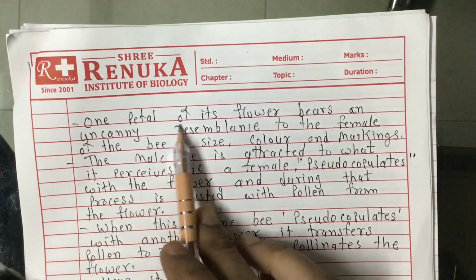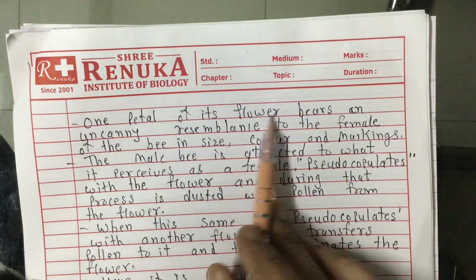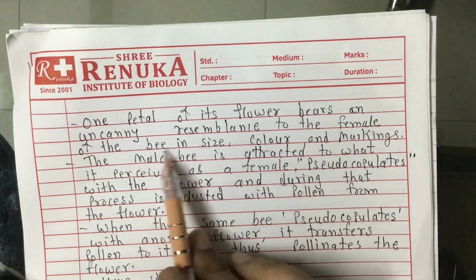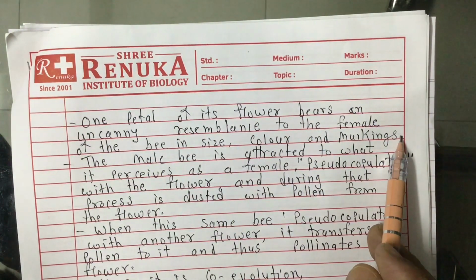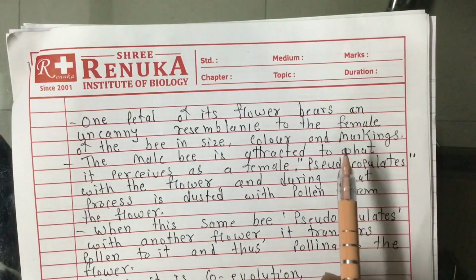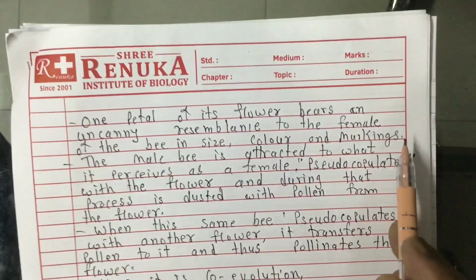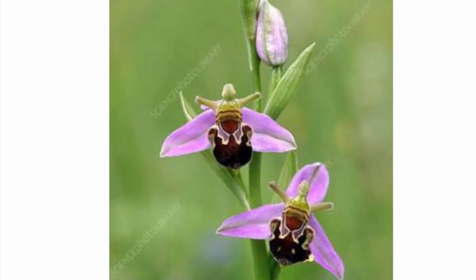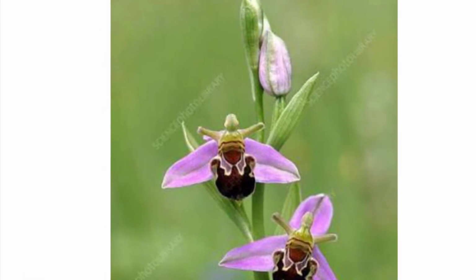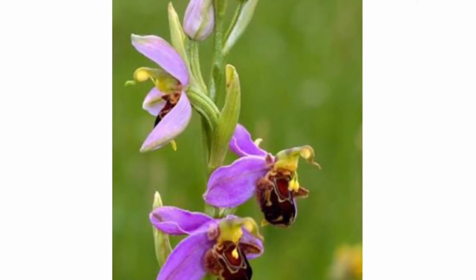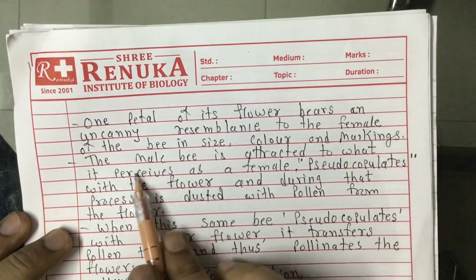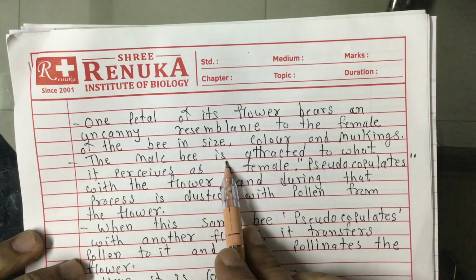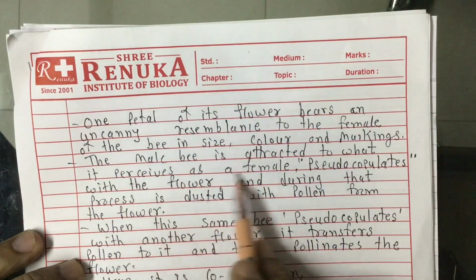Here we can say one petal of the flower of the orchid bears an uncanny resemblance to the female of the bee in size, color and marking. So the petal of the orchid flower gets transformed into a structure which resembles that of the female bee. So when the male bee visits such a flower, it is attracted to what it perceives as a female.